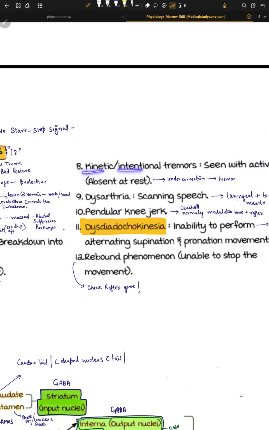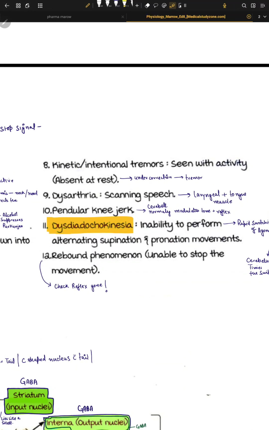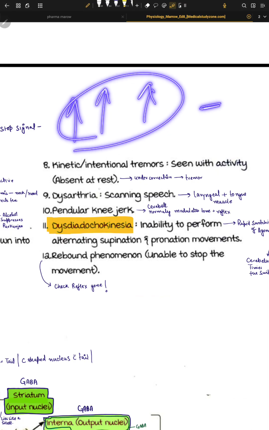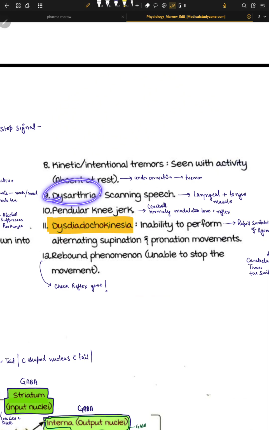Okay. What about kinetic intentional tremors, seen with activity and absent at rest? Okay, so the more you move, the more tremors start because inhibition is lost in cerebellum. That's why. What about dysarthria? Dysarthria means scanning speech. Laryngeal and tongue muscles are also controlled by cerebellum, and if cerebellum is messed up, your laryngeal and tongue muscles are messed up, you won't be able to speak fluidly. You will speak like I am, like this, scanning speech.